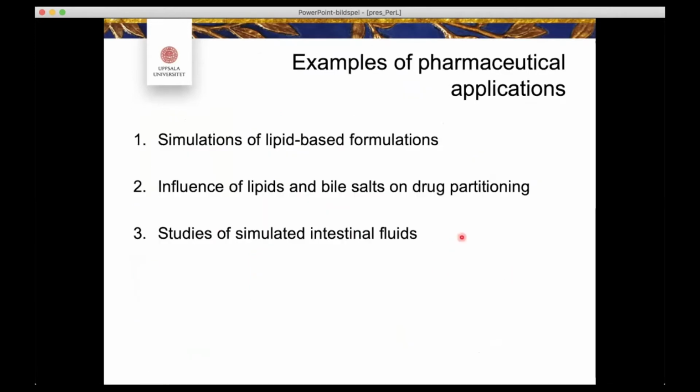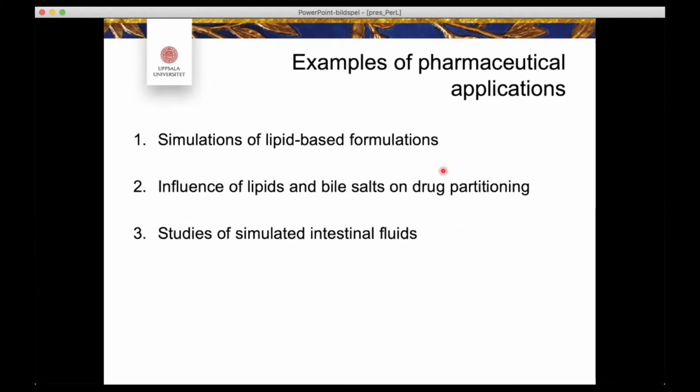So that was a little bit of introduction and setting the scene, talking in general terms about simulations. What I will do now in the next half hour or so is show you examples of 3 different avenues of research that we have performed at the Department of Pharmacy, where we have specifically used molecular dynamics simulations to try to understand different aspects of these systems.